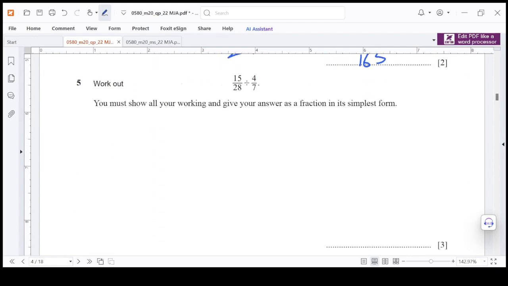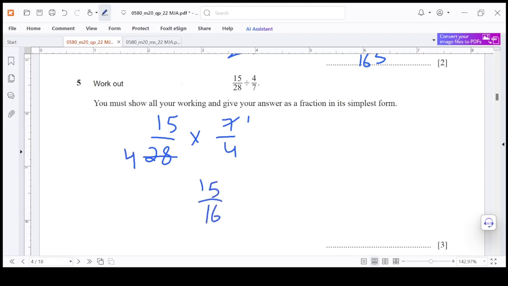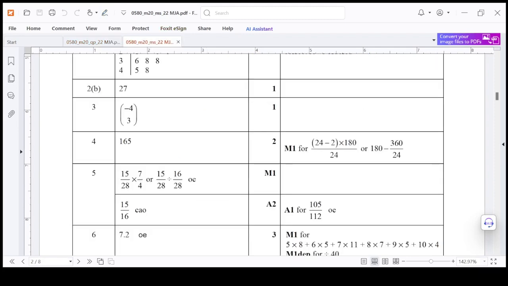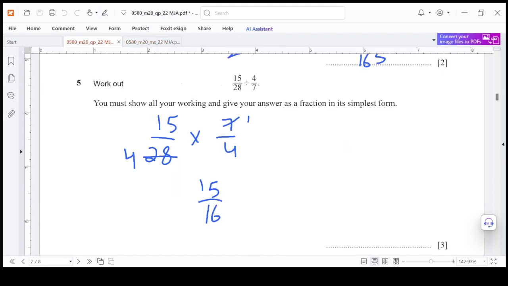Work out this fraction. You must show all your working, and give your answer as a fraction in its simplest form. I'm going to do 15 by 28 times 7 over 4. We've taken the reciprocal. This would be 1, this would be 4. So we have 15 by 16 left, which is the correct answer.